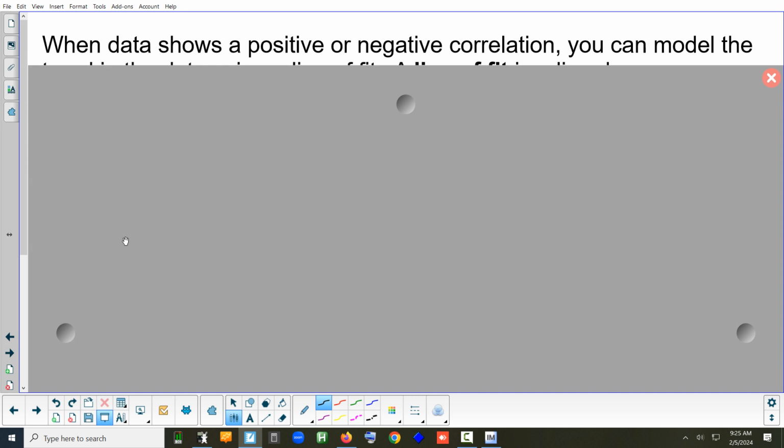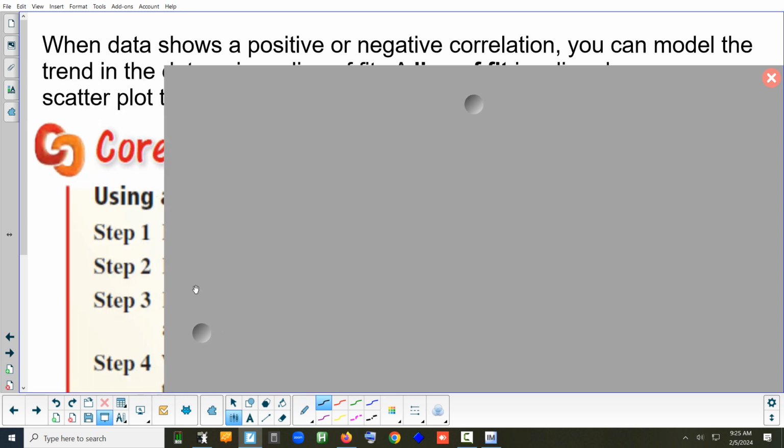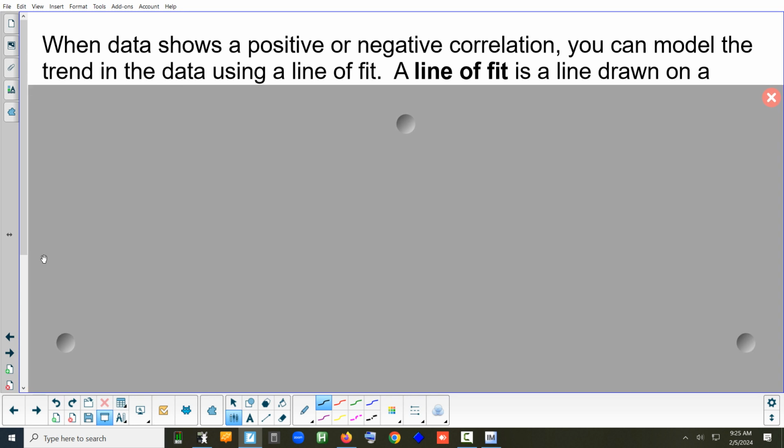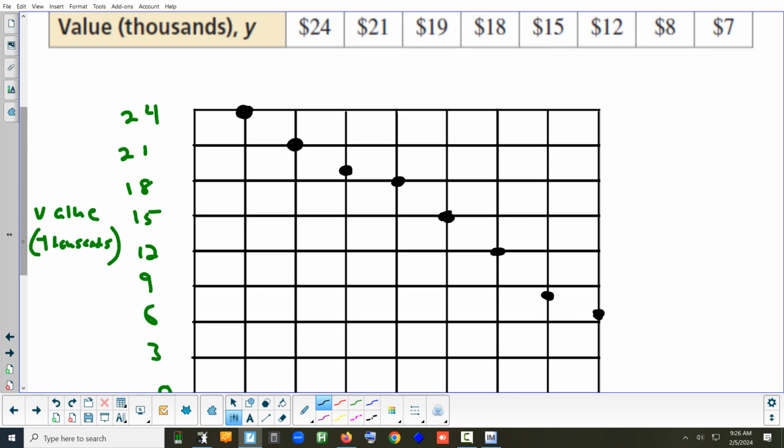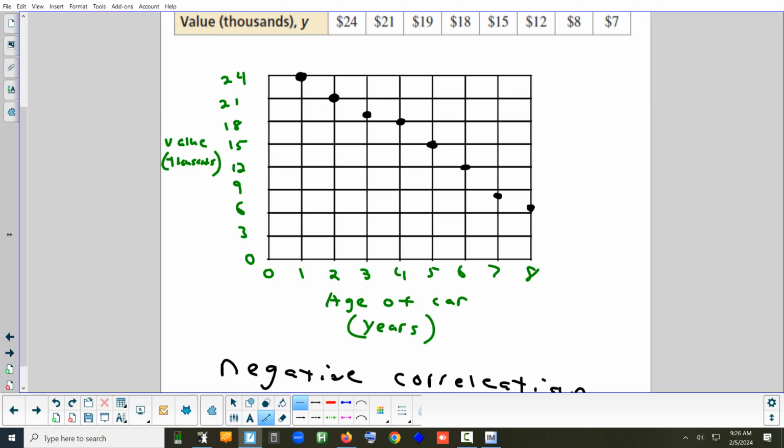All right, so when data shows a correlation, I'm going to list out 4 steps in a minute. I think you guys have blanks for these steps. But when data shows some type of correlation, you can try to draw what we call a line of fit. A line of fit is basically like a prediction of what the points look like. So if I go back to the one we just did, if I were to draw a line of fit for this one, without doing any math, purely by eye, would that be a good line of fit?